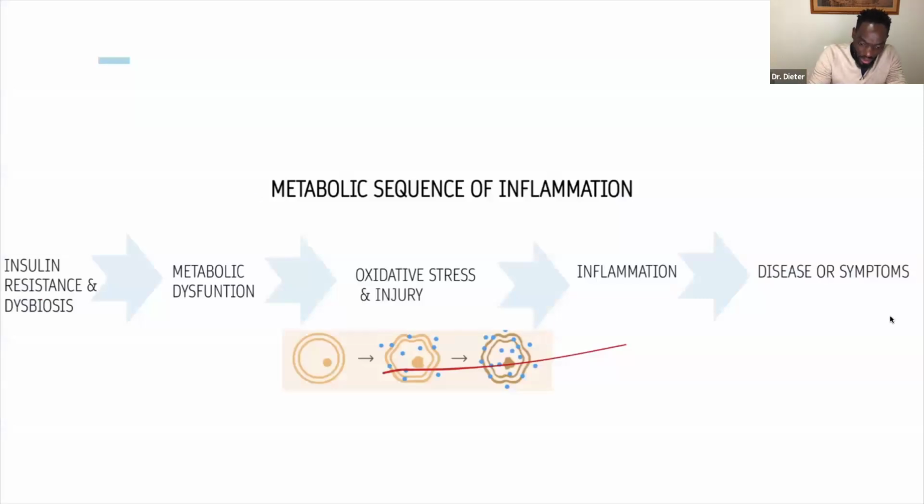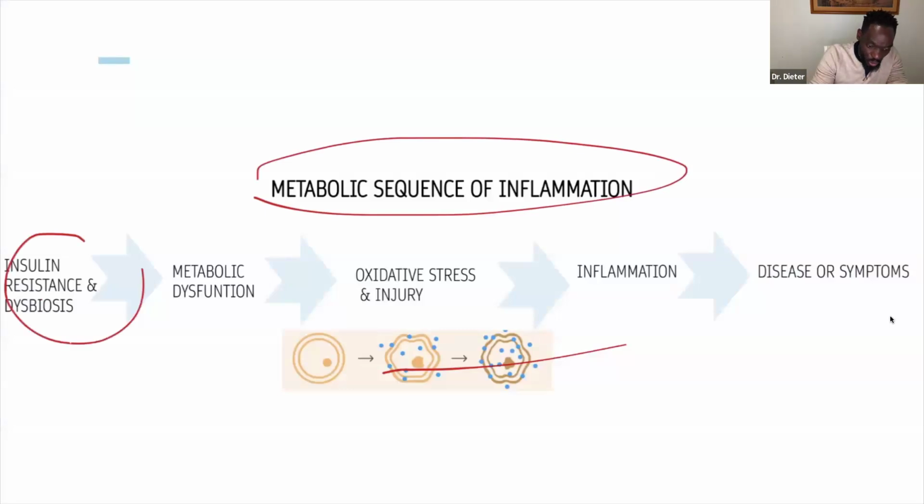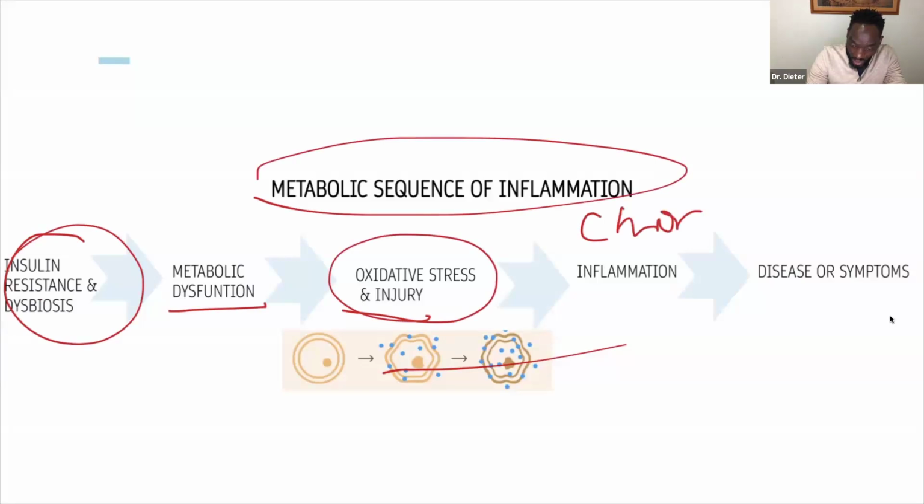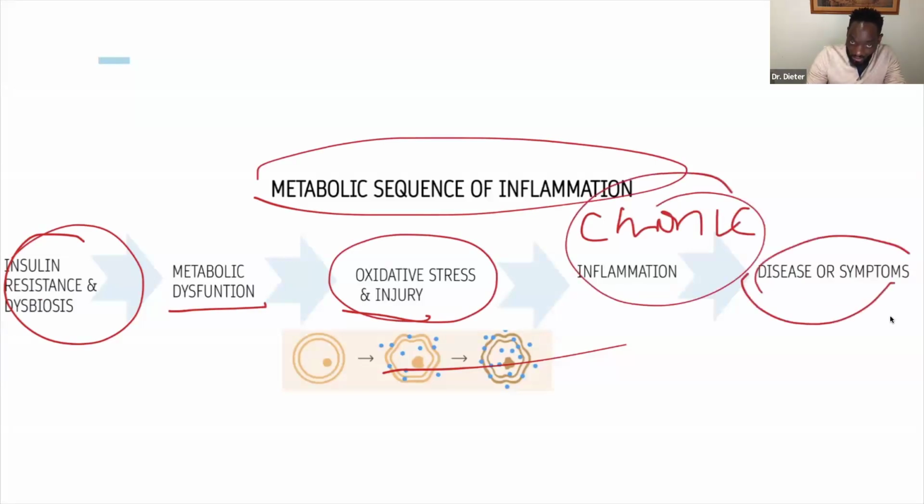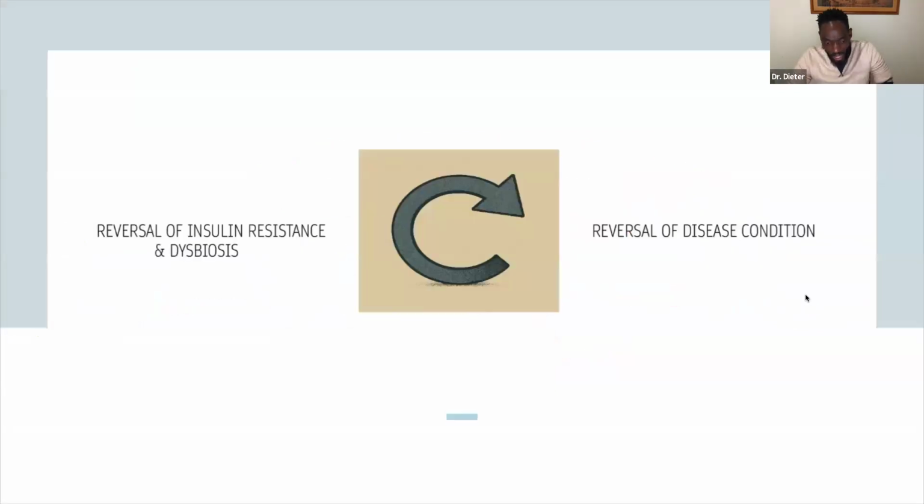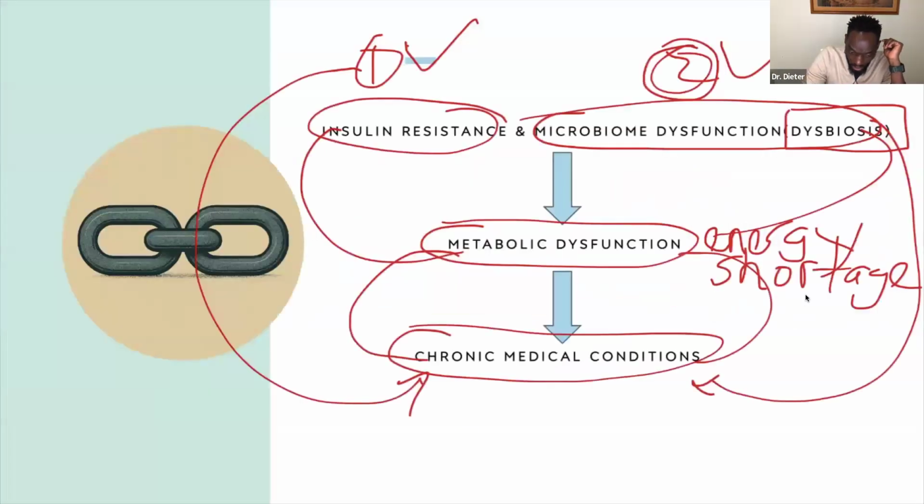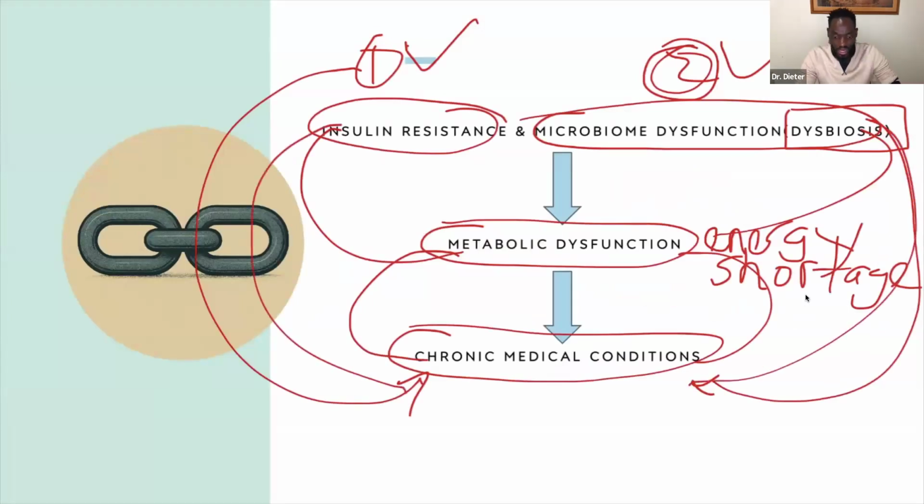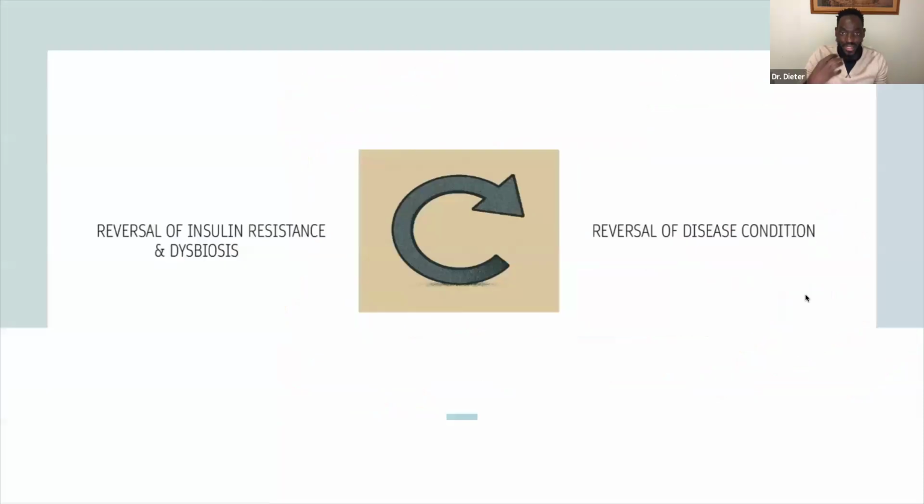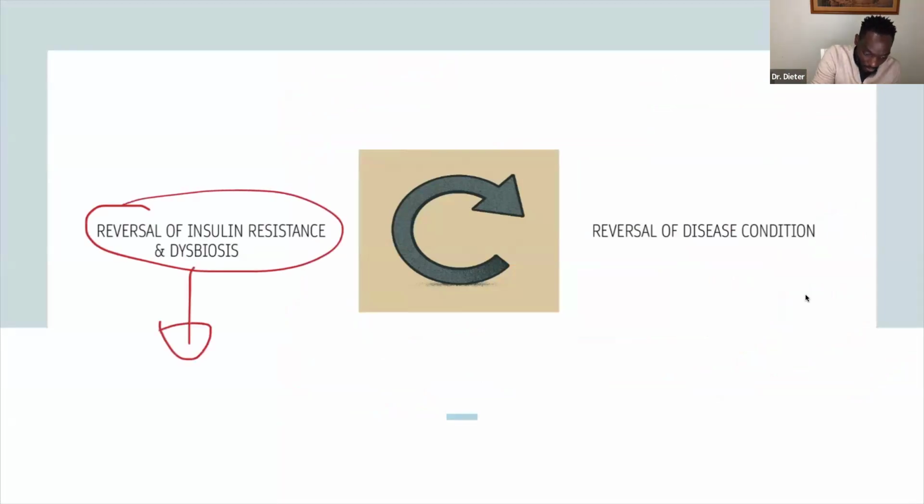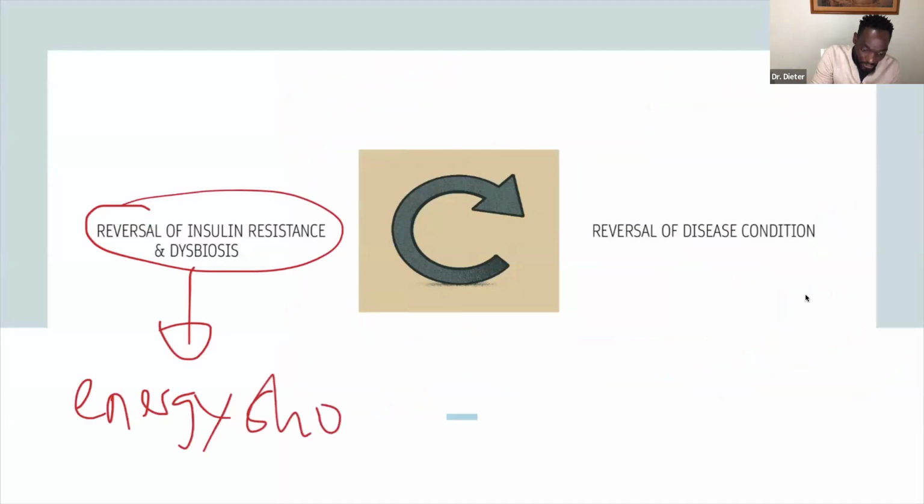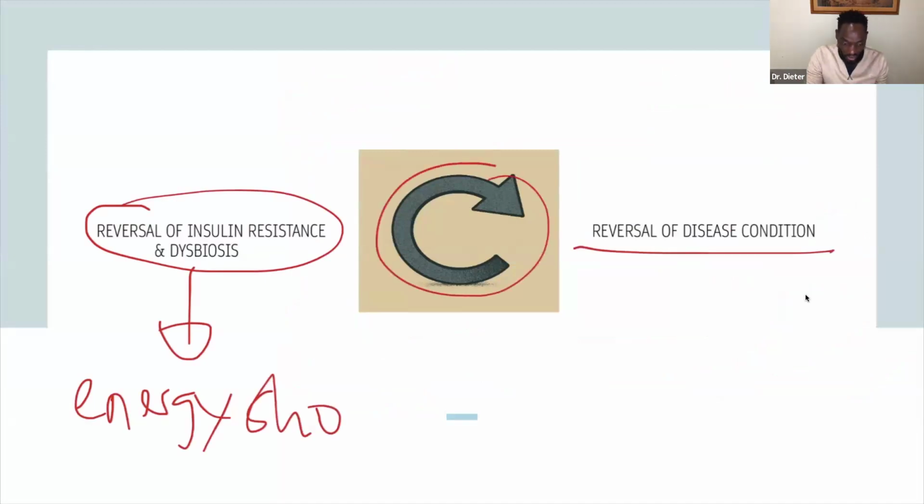Now, this slide I call the metabolic sequence of disease. It just tells us that the two root causes, insulin resistance and dysbiosis, result in energy dysfunction, which cause injury to the cell, which leads to chronic inflammation, and that chronic inflammation expresses itself as diseases and symptoms. Now, this may seem dark, but there is now evidence, just as there is evidence that these chronic diseases are the result of insulin resistance and dysbiosis. Luckily, there is now more and more scientific evidence that these two things that cause the energy shortage, if you could reverse them, you can reverse the disease condition.